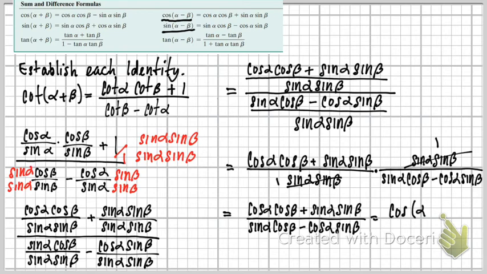cosine of alpha minus beta over sine of alpha minus beta. And this actually equals cotangent of alpha minus beta.